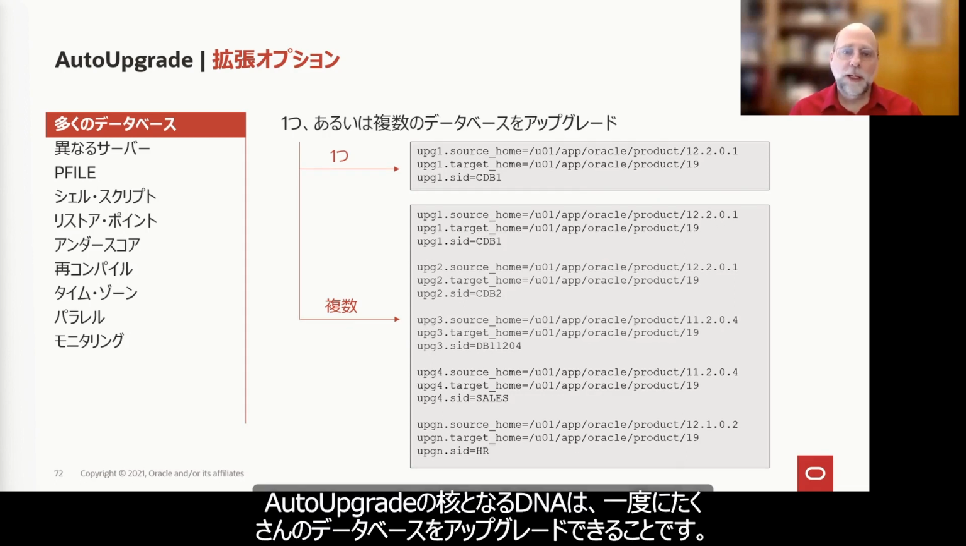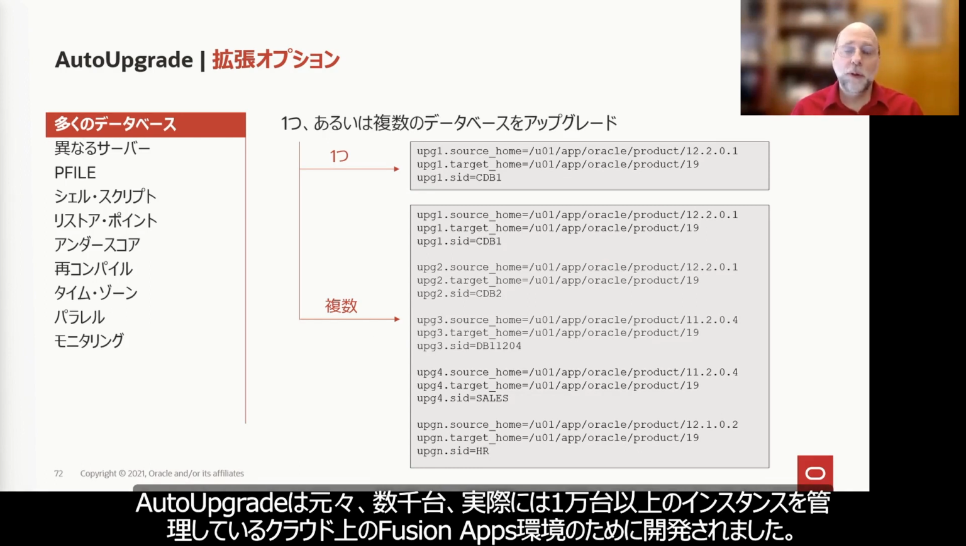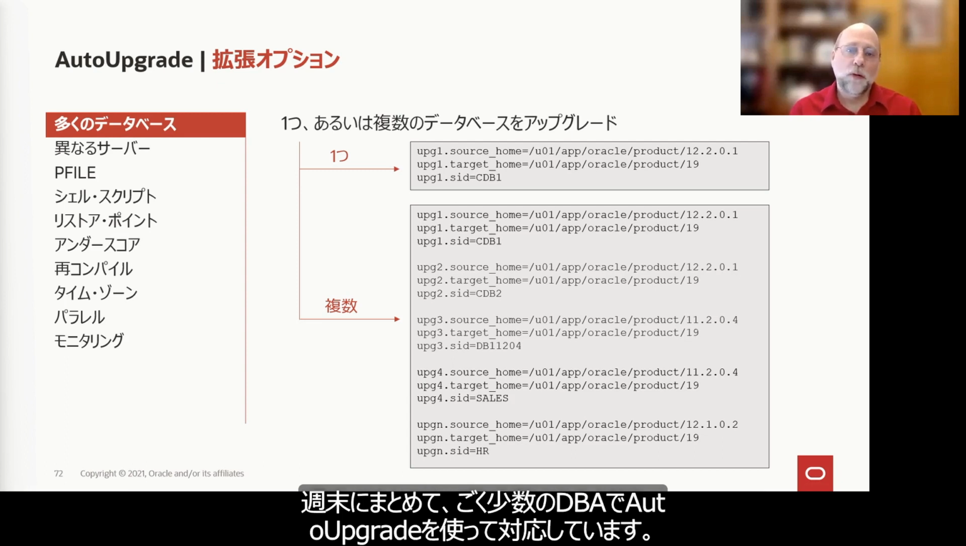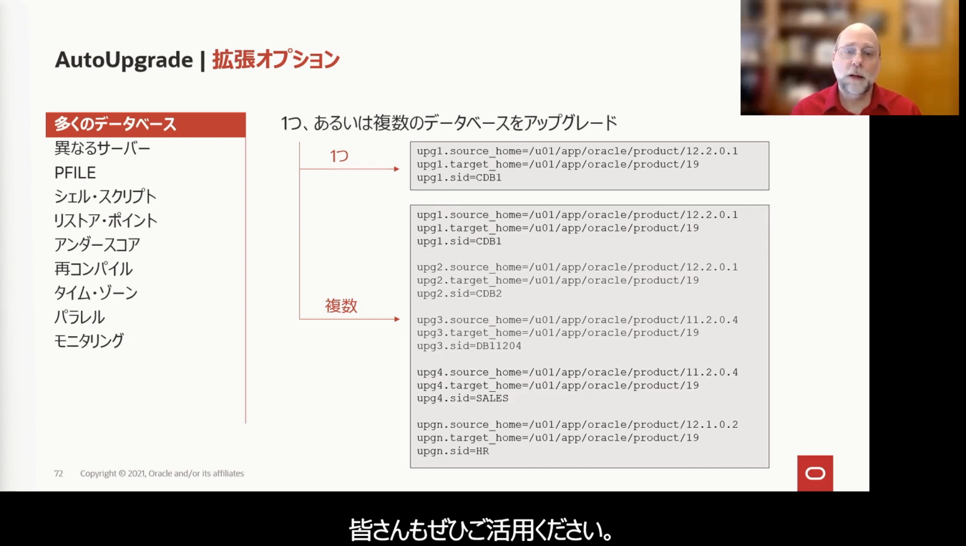First, and really kind of in the core DNA of AutoUpgrade, is the ability to upgrade lots of databases at once. That's why AutoUpgrade was originally developed, actually, for our Fusion Apps environment in the cloud, where we manage thousands of instances, actually well over 10,000 instances, and we're able to upgrade all of those instances in one weekend with just a very small number of DBAs using AutoUpgrade. And you might want to take advantage of that as well.